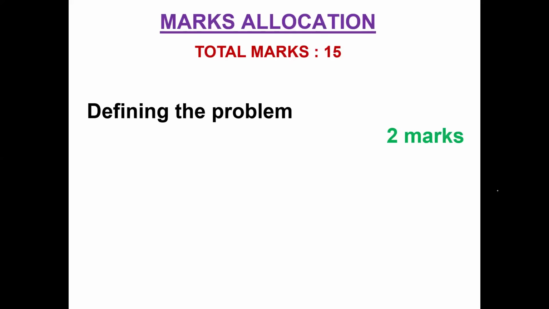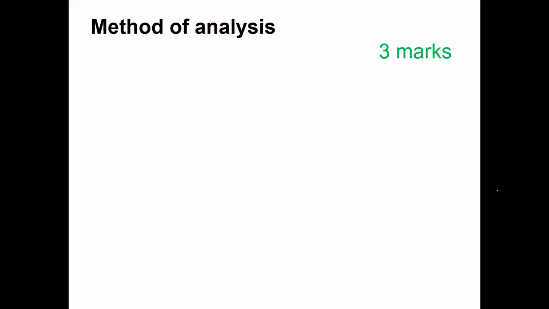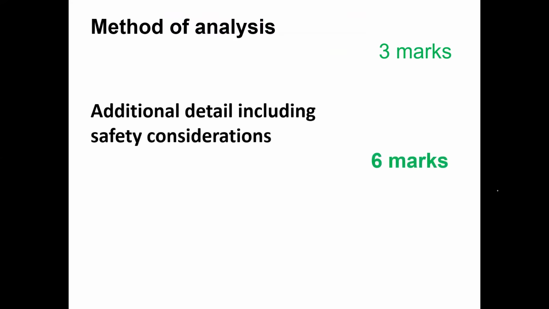The marks allocation is flexible by the examiner, but the general way is: defining the problem, I mean what are the variables, is 2 marks. Methods of data collection, 4 marks. And methods of analysis, the linear law working, is 3 marks. Additional detail including safety consideration is 6 marks.